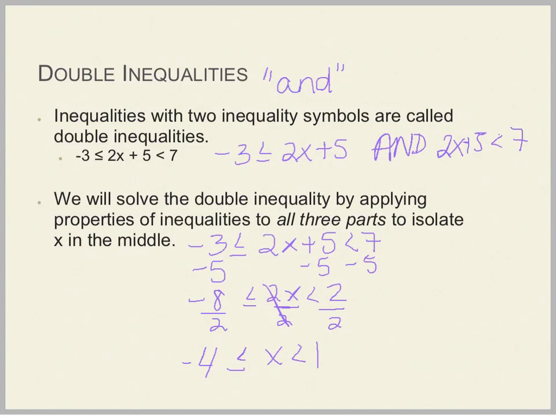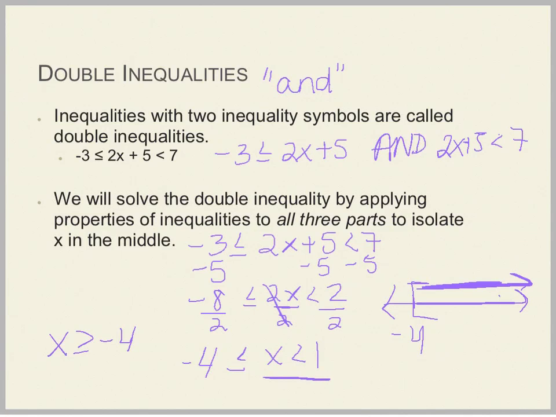And because this is an "and," I know I am looking for where these things intersect. Splitting this apart, I could see that negative 4 is less than or equal to x, or I could rewrite that as x is greater than or equal to negative 4. I'm also seeing that x is less than 1, and I can see that both items are shaded between negative 4 and 1. So I'm moving, including negative 4, to positive 1.